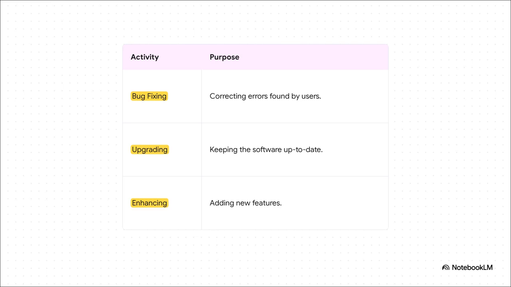First, you've got bug fixing, because your users will always find the little issues you missed. Then you have upgrading, which is all about keeping the app compatible with new phones and operating systems. And finally, enhancing, which is where you get to add cool new features.